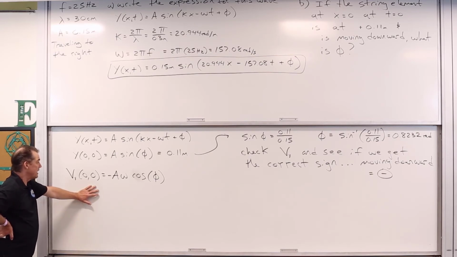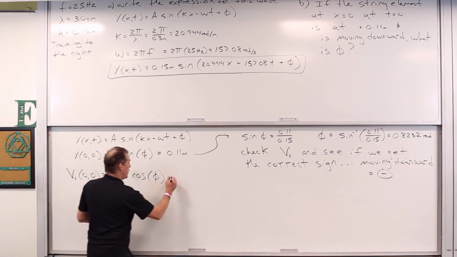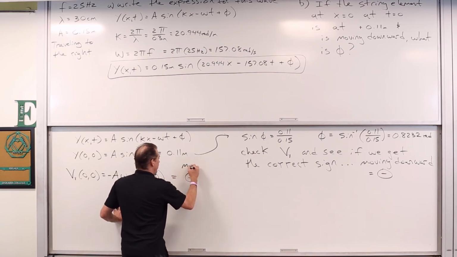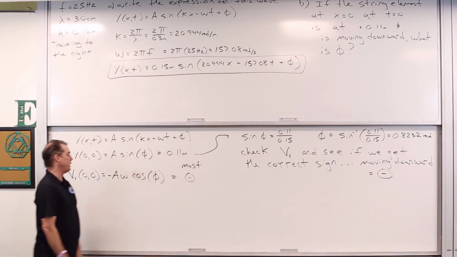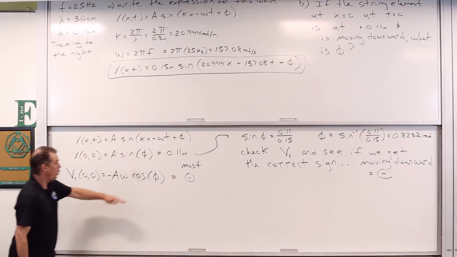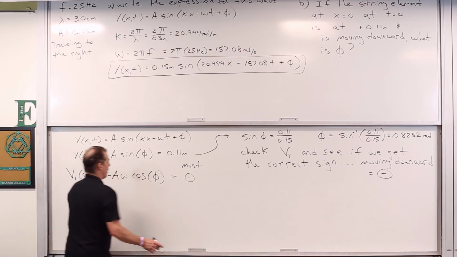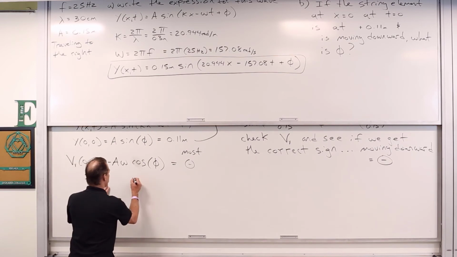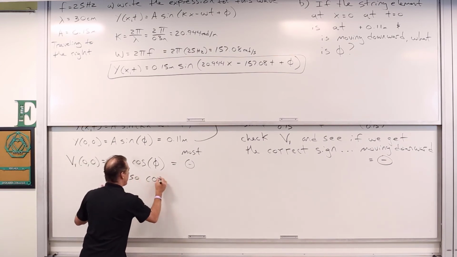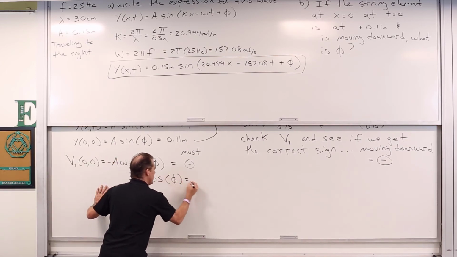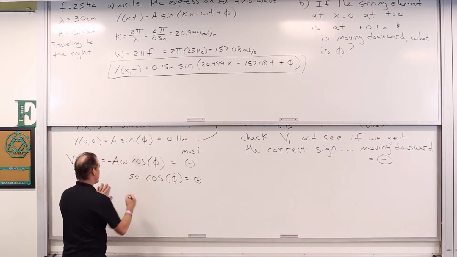So if this is going to be equal to a negative, which it must be if it's traveling downward, then the cosine of phi must be equal to a positive, because a and omega are both positive values. So we must have that the cosine of phi is equal to plus. So then check.